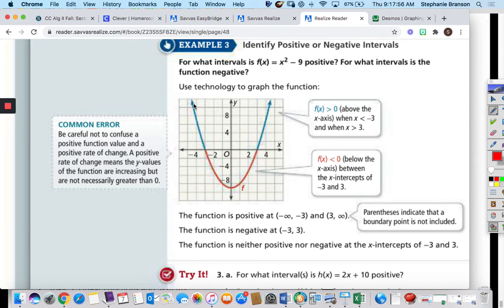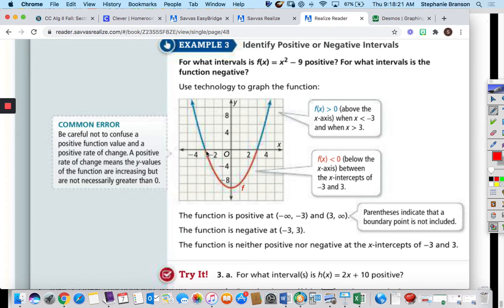So since this arrow tells me it's going to keep going, it's positive from negative infinity to negative 3. So it stopped right there. Do you notice how they didn't put a bracket around negative 3? The reason they put a parenthesis and not a bracket around negative 3 is because at negative 3 it's not positive or negative.